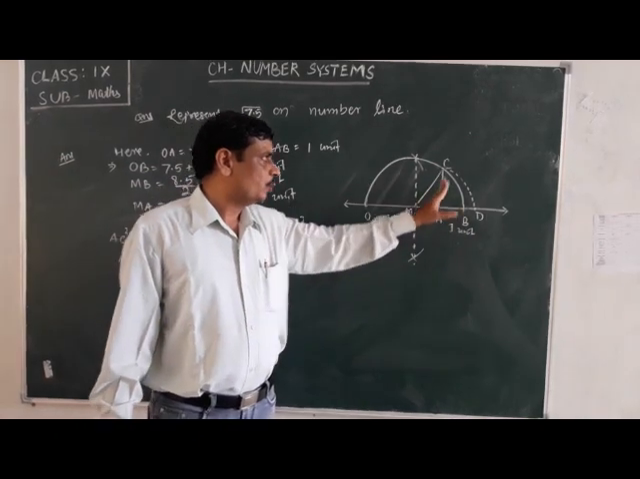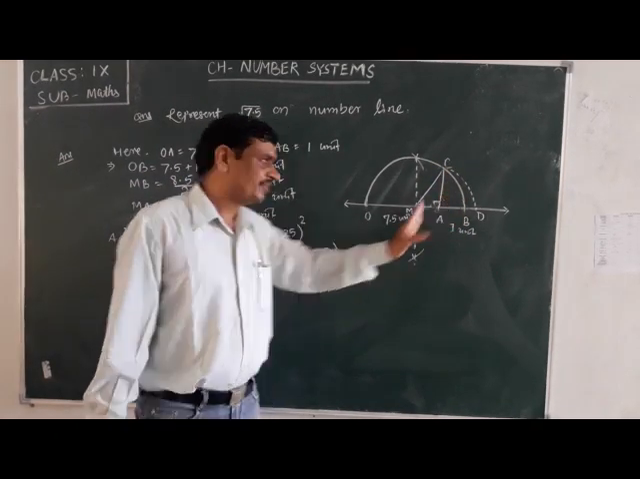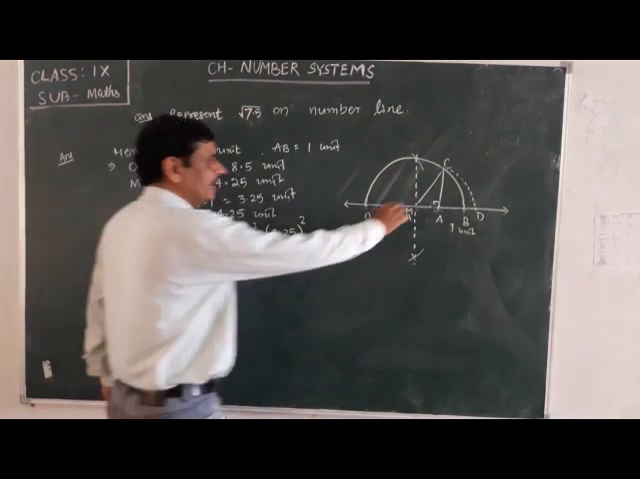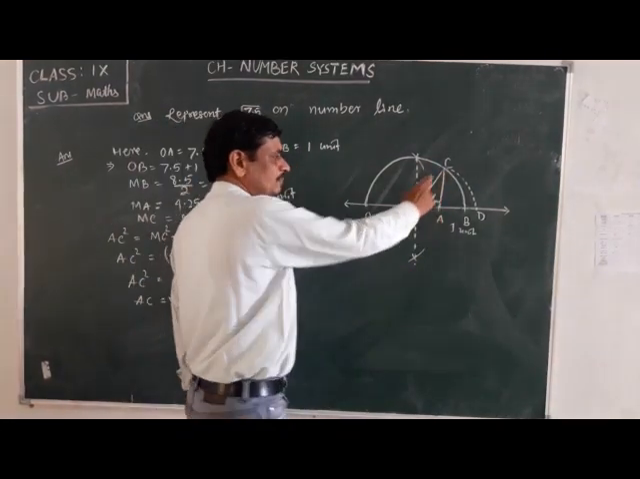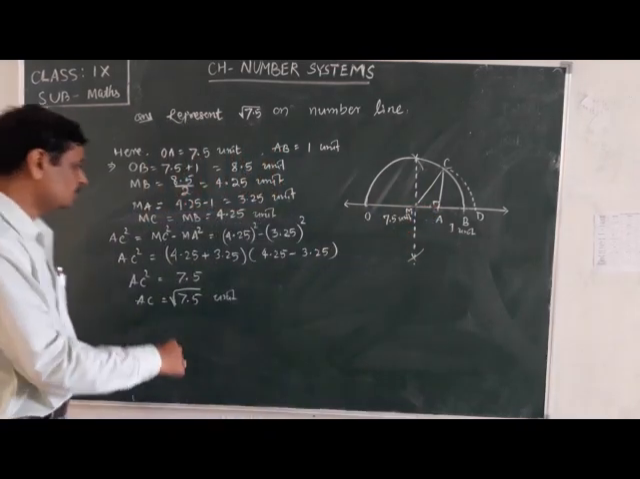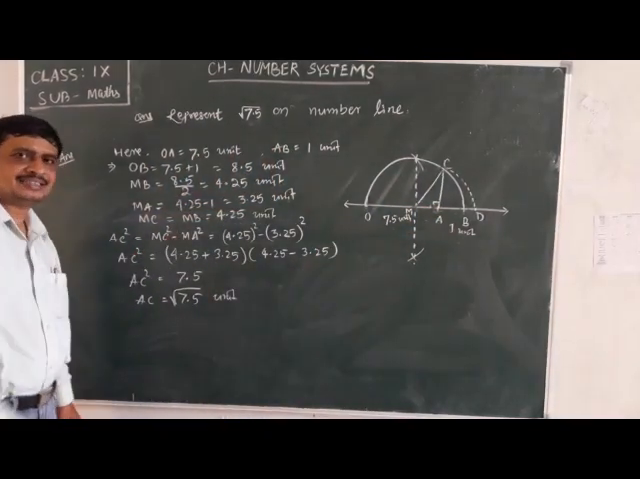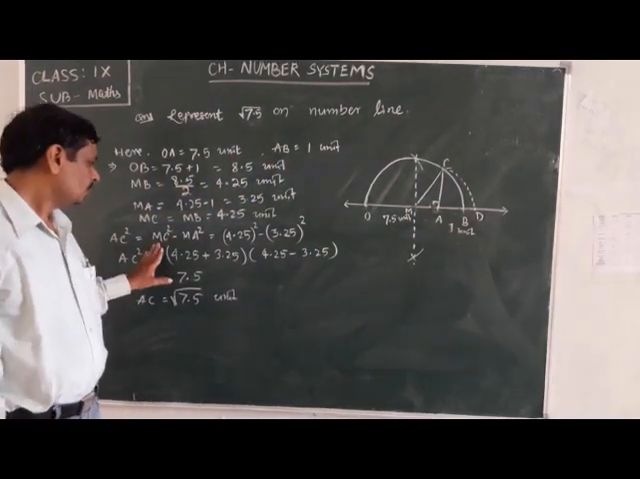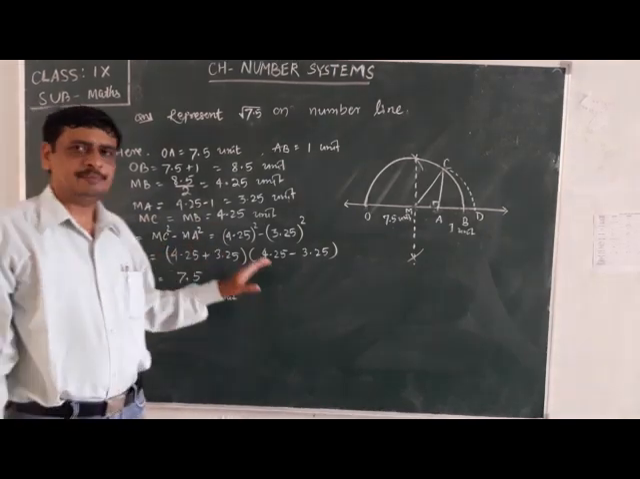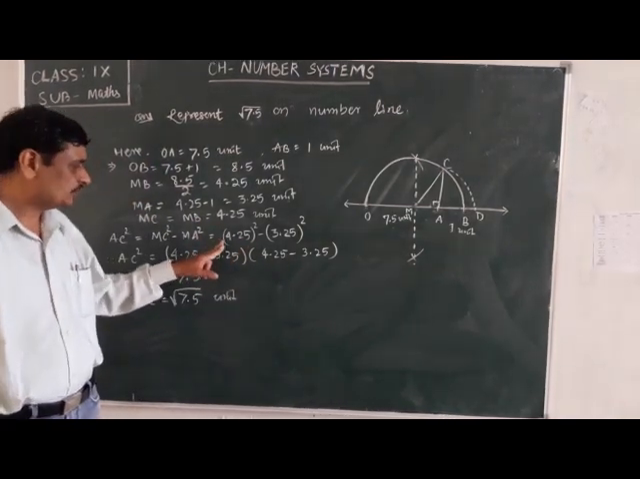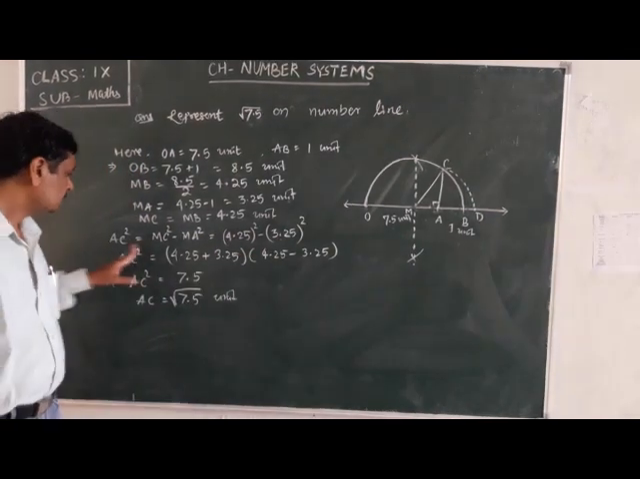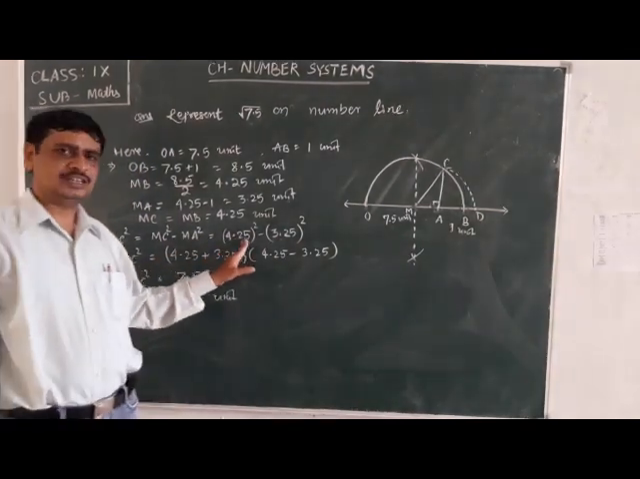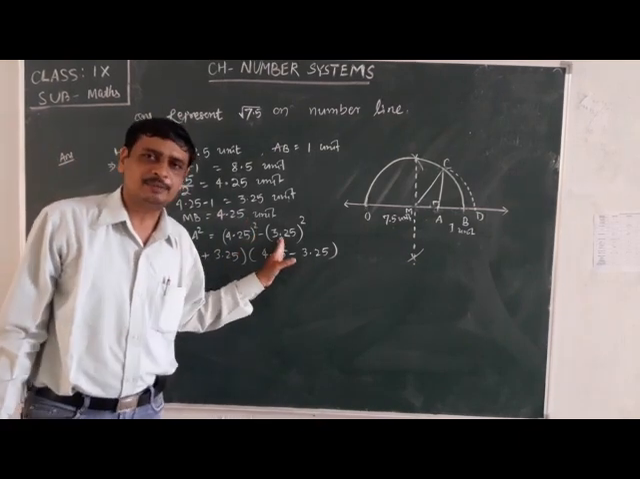In this way, we can find AC square here. AC square is hypotenuse square minus base square. This AC square is MC square minus MA square. Now, the value of MC and MA is substituted as 4.25 and 3.25. So, AC square equals 4.25 square minus 3.25 square.